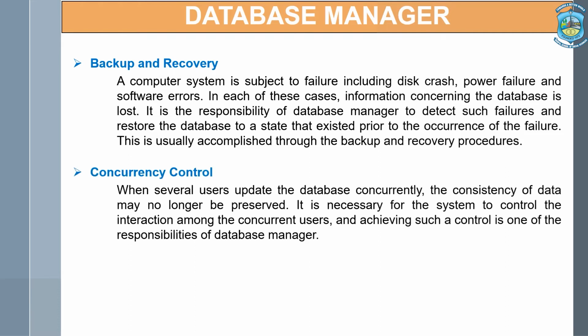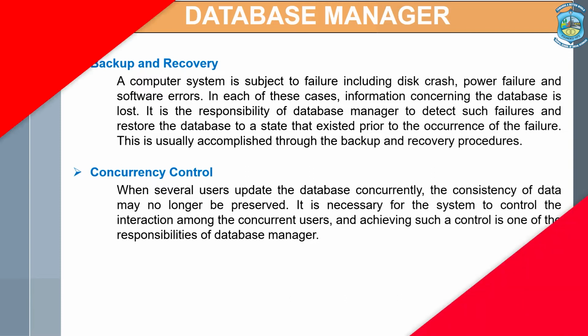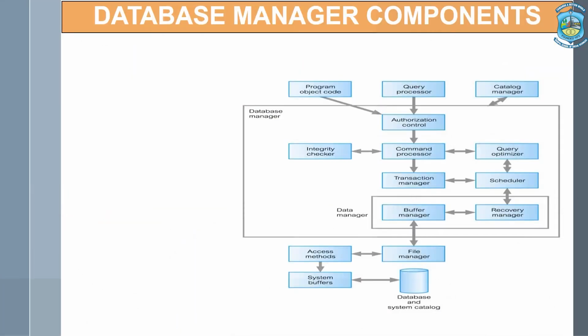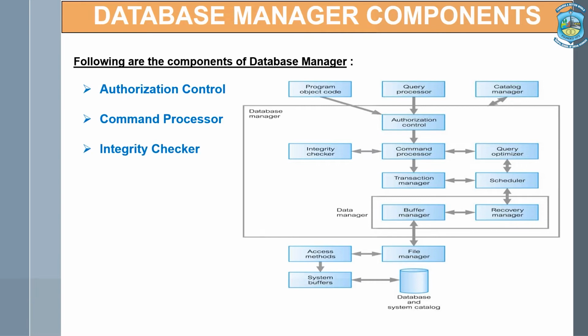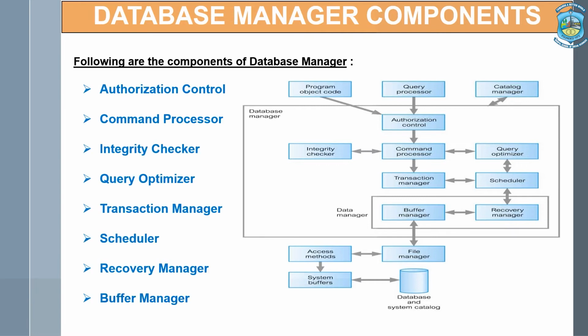Then concurrency control. As I've already told you, when several users update or access the database concurrently at the same time, there should be proper consistency of data. Whatever data is shown to the users, it should be proper and updated so that there is no inconsistency in the data. Next are the other components of the database manager. We have authorization control, command processor, integrity checker, query optimizer. This is an important thing. Transaction manager, scheduler, recovery manager, and the buffer manager.